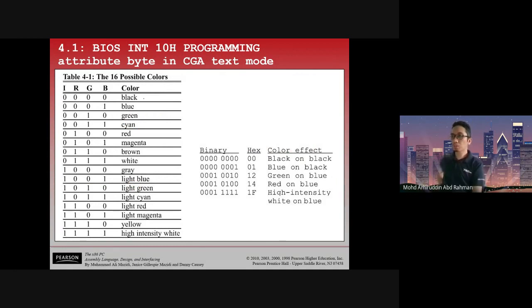So this is the possible color that we can have. This is the RGB. For example, this is what will happen: all zeros are black, and for very high intensity white, we have all of that as 1. So this is the effect.